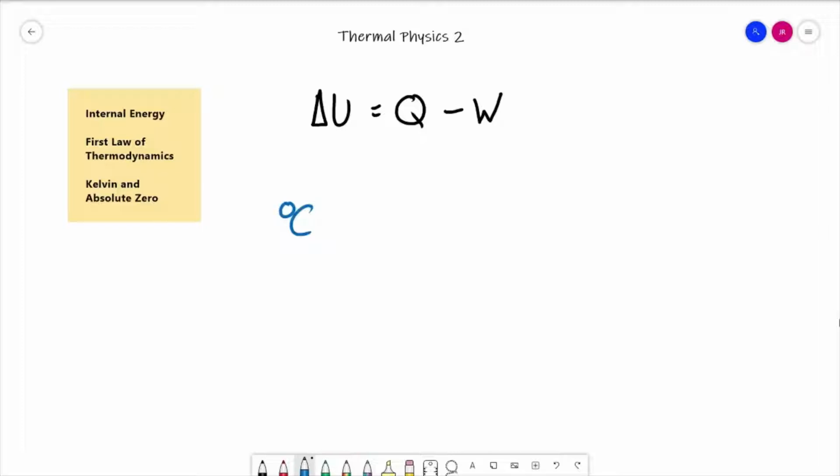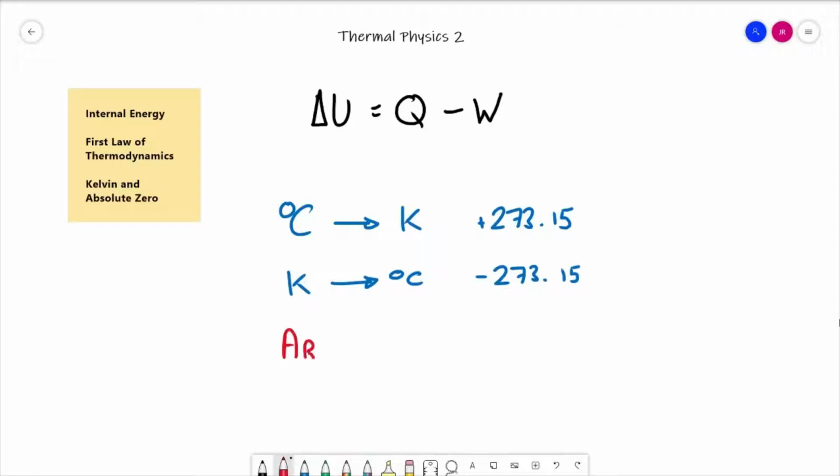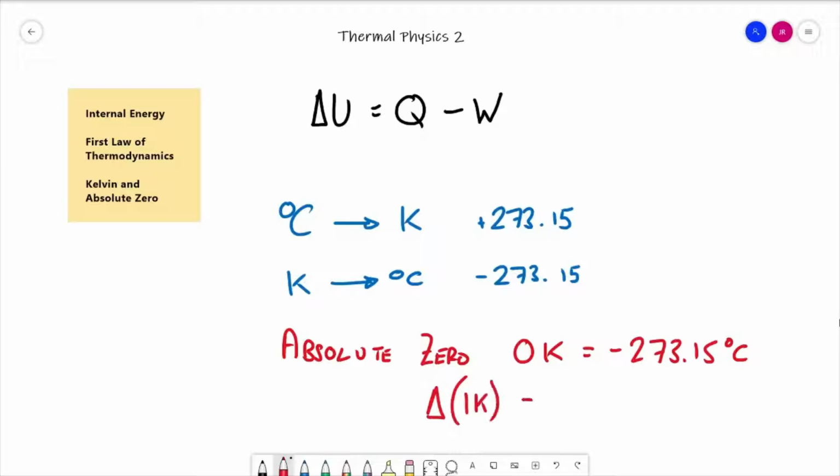And we said that to go from degrees C to Kelvin, we just need to add 273.15. Obviously to go the other way, to go from Kelvin to degrees C, we subtract 273.15. Now, of course, the reason for that is that absolute zero, which is obviously defined as 0 on the Kelvin scale, is minus 273.15 degrees C. But remember that the scale division, so the change of 1 Kelvin, is the same as the change in 1 degree C.